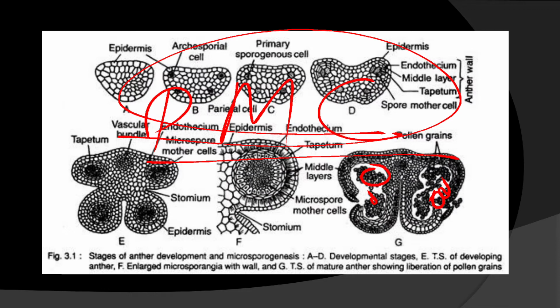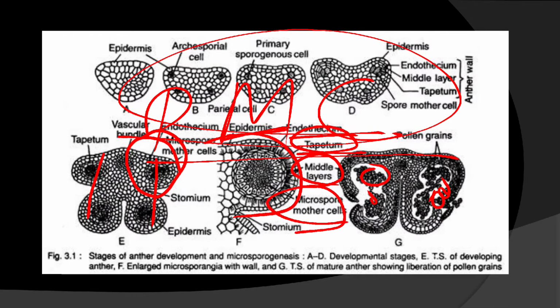Now let's see the walls of the anther. The outer one is the epidermis. In this figure, it is the enlarged view of microsporangia. 4 microsporangia are present. If we see the enlarged view of one, you will find all the layers. Epidermis is the outer one, then the second one endothecium, 2 to 3 middle layers, then the tapetum layer. And in the center, microspore mother cells are there, which form microspores, and then pollen grains are formed.